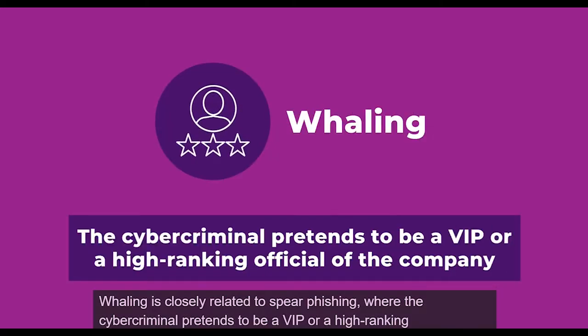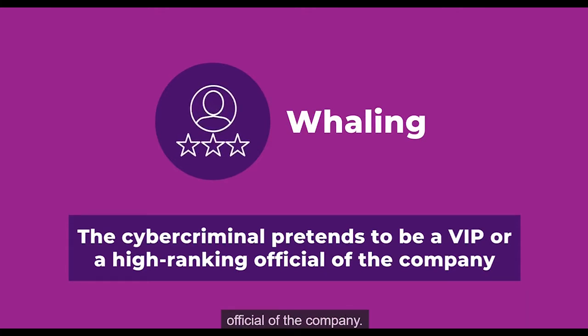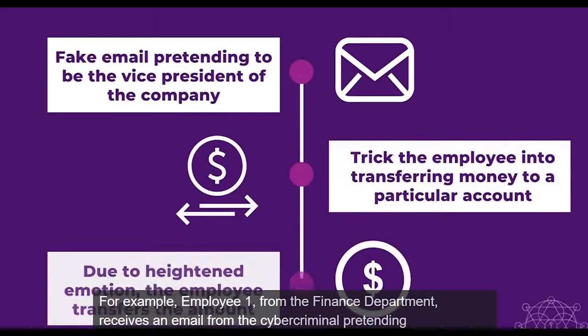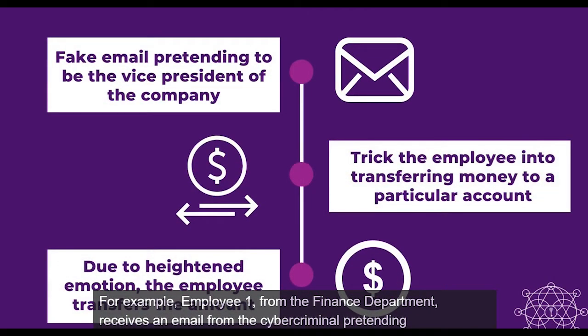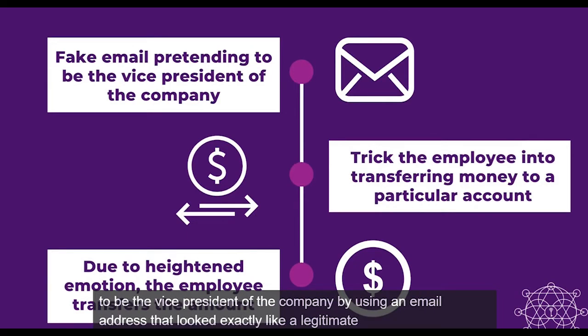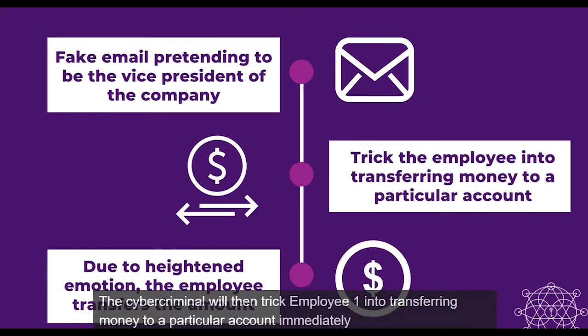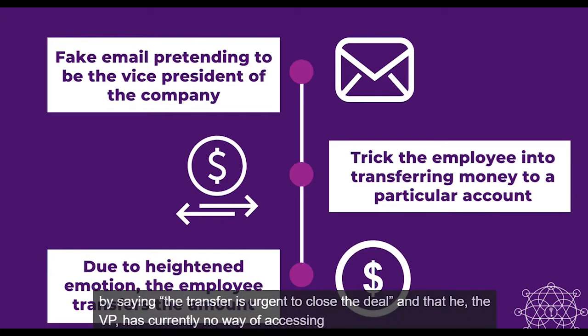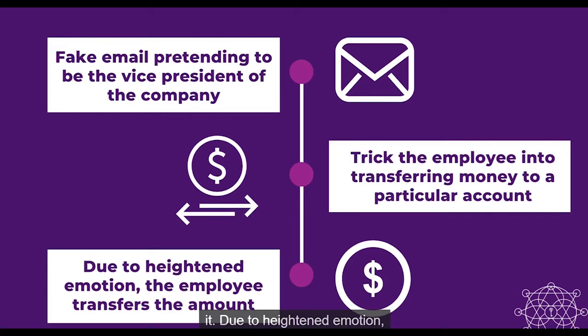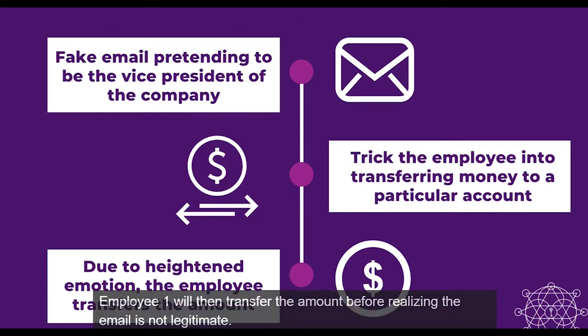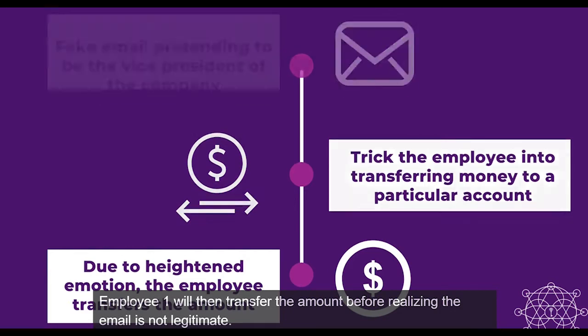Whaling is closely related to spear phishing, where the cybercriminal pretends to be a VIP or a high-ranking official of the company. For example, Employee 1 from the finance department receives an email from the cybercriminal pretending to be the vice president of the company. By using an email address that looked exactly like a legitimate email, the cybercriminal will then trick Employee 1 into transferring money to a particular account immediately by saying, "The transfer is urgent to close the deal," and that he, the VP, has currently no way of accessing it. Due to heightened emotion, Employee 1 will then transfer the amount before realizing the email is not legitimate.